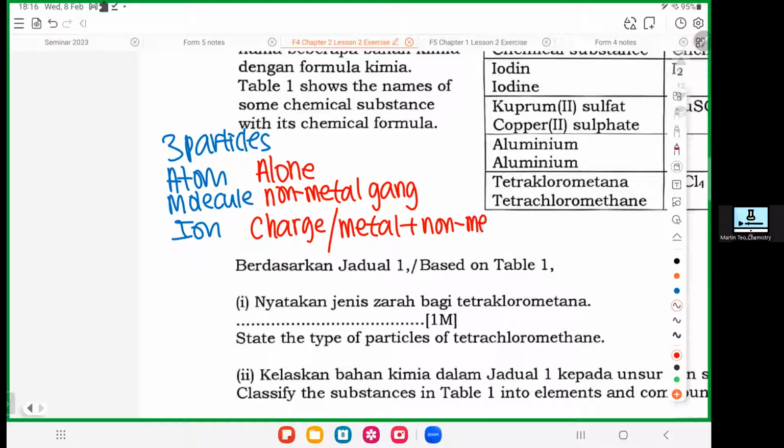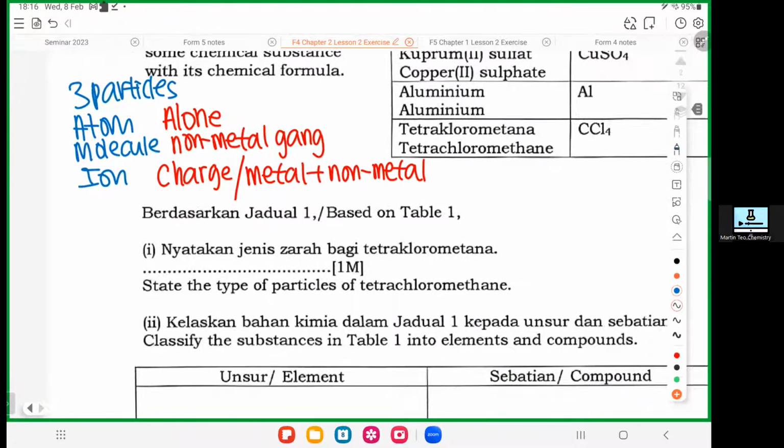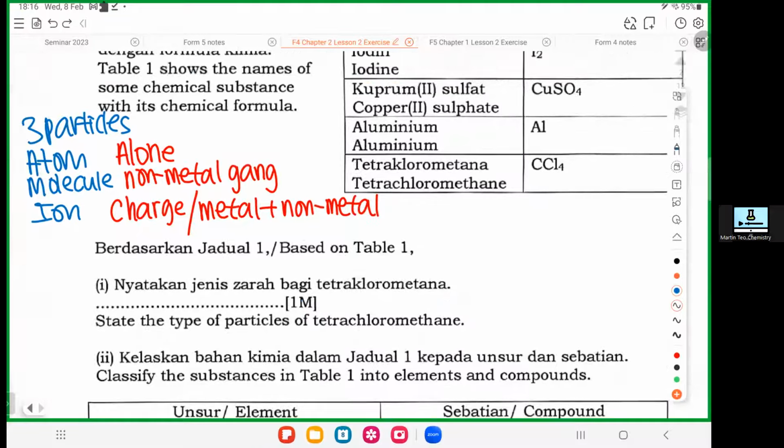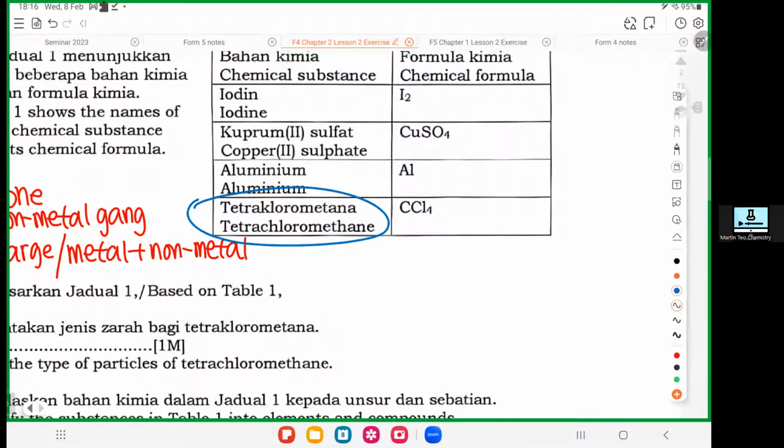Okay, everything we learned last week, I just want to teach you how to apply whatever knowledge, whatever concepts that you have learned. Okay, so they asked us about this fella, tetrachloromethane. While the name looks very long and sounds horrible, doesn't matter. So let's look at it. Tetrachloromethane is here. Formula given CCl4.